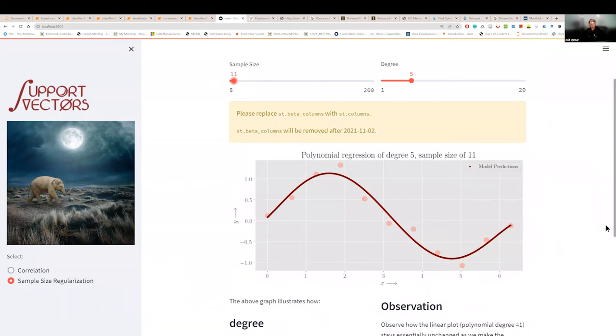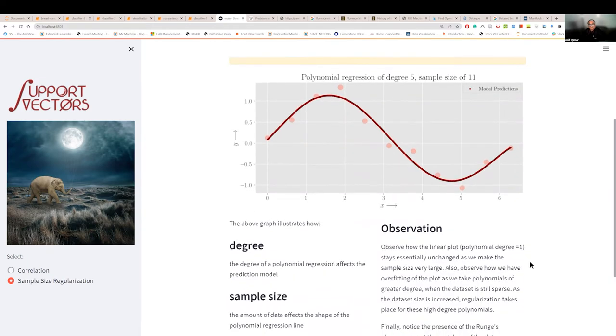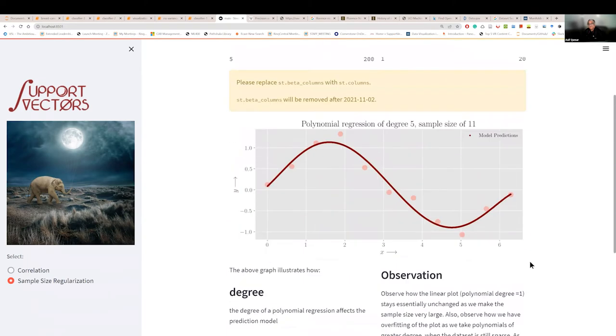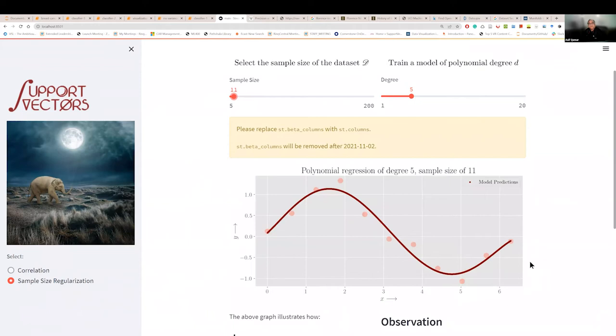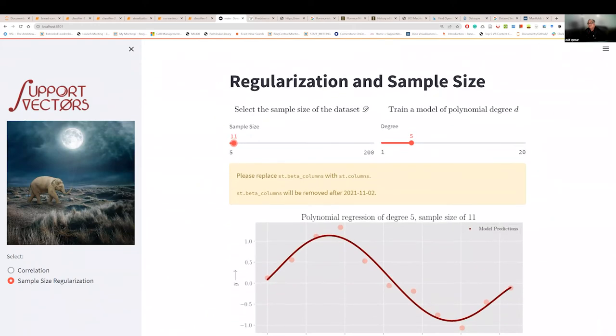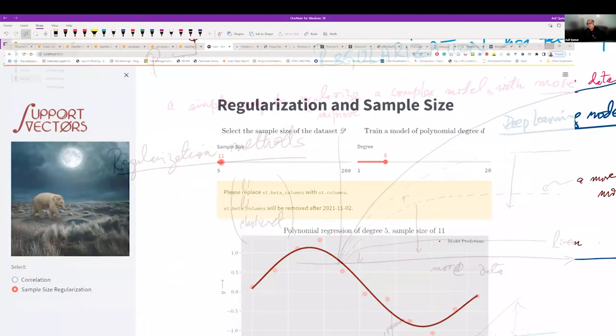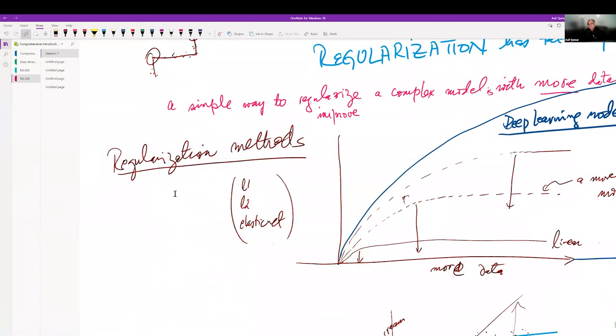It's still more or less the same curve, isn't it? But for simpler models, you don't need so much data. So this is an example of regularization. You're regularizing through data. That's the first method you learned. Now, we are going to do some more clever ways of regularizing.